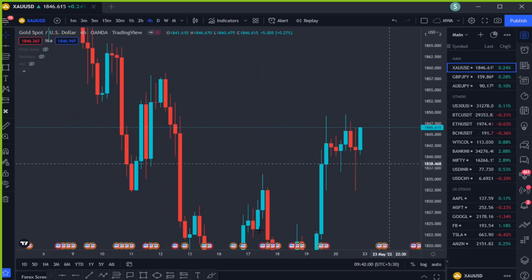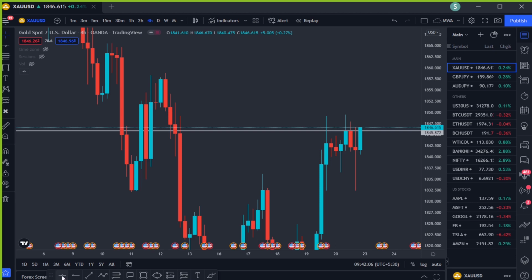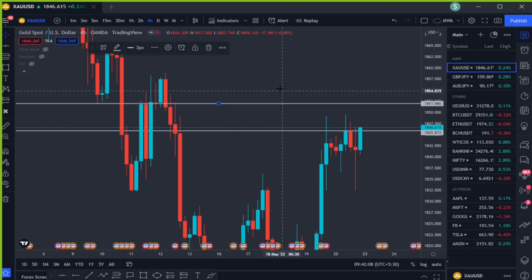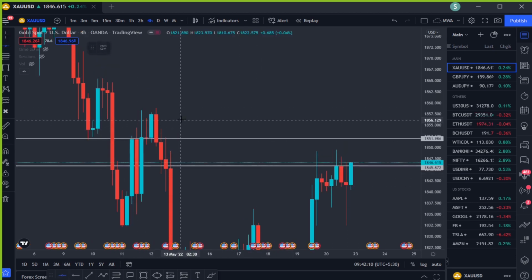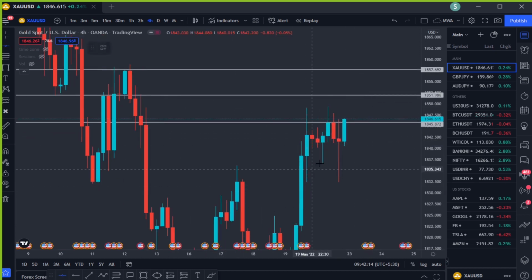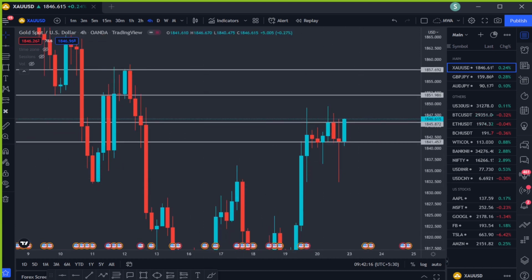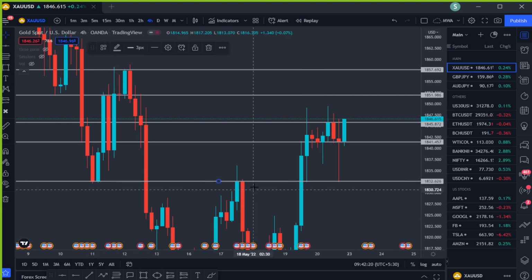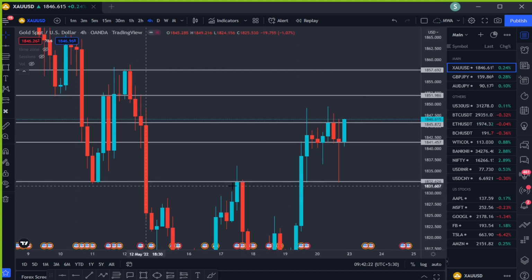On the 4-hour time frame, as we can see, there has been a resistance here, and a resistance here, and another resistance here, right? If we talk about the support, price already made a support here, and there is another support in this area, as you can see. And this is also pretty much a respected support.